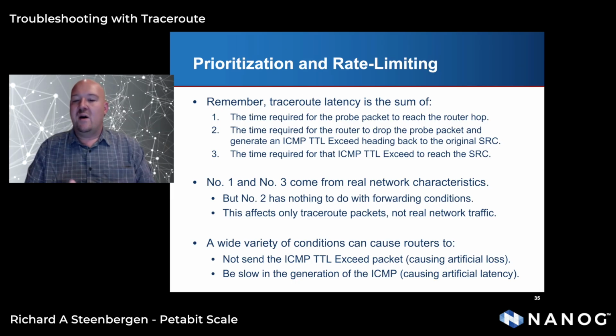So number 1 and number 3 come from real network characteristics. These are things that are affecting every packet that you send. But number 2 actually has nothing to do with forwarding conditions. This is something that affects only your traceroute packets. And there's a wide variety of conditions that can cause the routers to either not send the ICMP packet, creating artificial loss, or to be slow in the generation of the ICMP. And this causes artificial latency.